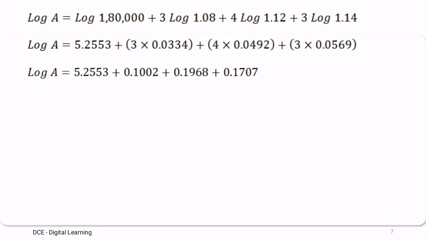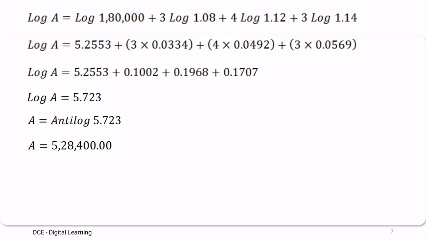So now log A equals 5.2553 plus 3 into 0.0334 is 0.1002, plus 4 into 0.0492 is 0.1968, plus 3 into 0.0569 is 0.1707. So now if you add all these log values together, log A equals 5.723. So A equals antilog of 5.723. A equals 5,28,400.